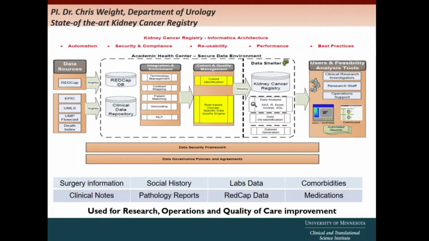This is another project, for Dr. Chris Wade. I'm trying here just to mention the most recent projects that we have done: building a kidney cancer registry. So he has data. Initially, we worked with him to design this architecture. It's PHI compliant, secure, everything is approved. It has data from surgery, social history, labs, comorbidities, clinical notes, pathology reports, REDCap data, and medications data.